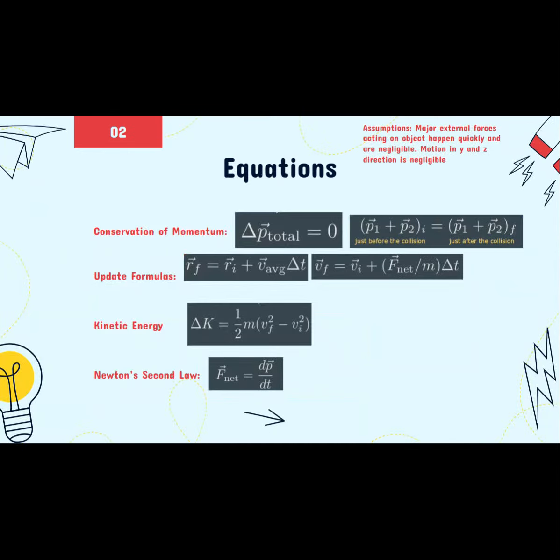Okay, so these bring us to our equations. First, we have our conservation of momentum equation, which is the change in total momentum equals 0. This can be simplified to P1 plus P2 initial equals P1 plus P2 final. We also have our velocity and position update formulas. These will be particularly used in the GlowScript code. We also have our kinetic energy, which is half mv squared. And we have Newton's second law, which is the change in momentum over change in time, and since there are no net external forces, we can make this equal to 0.